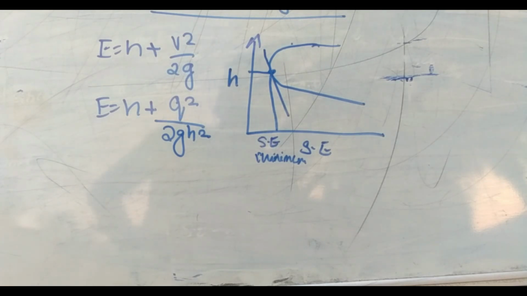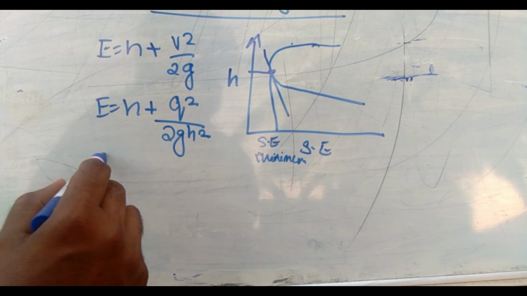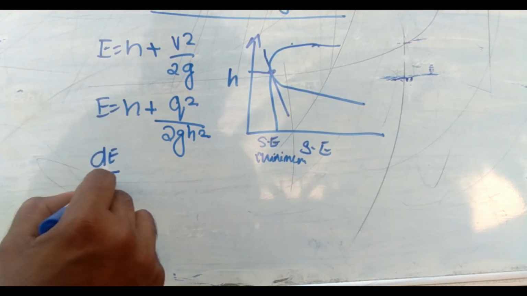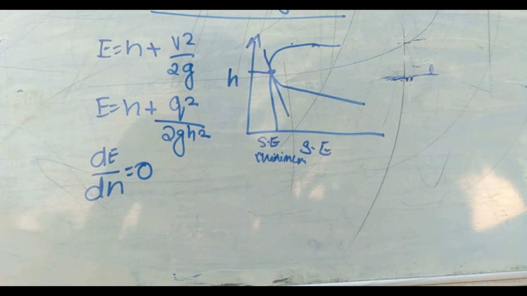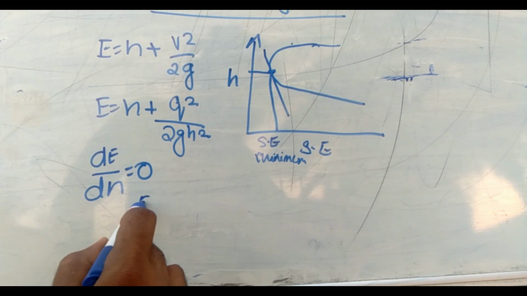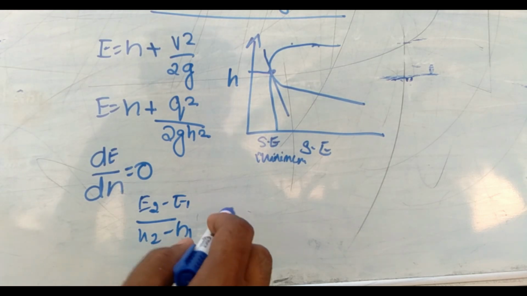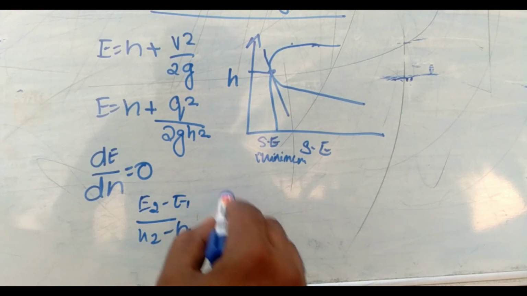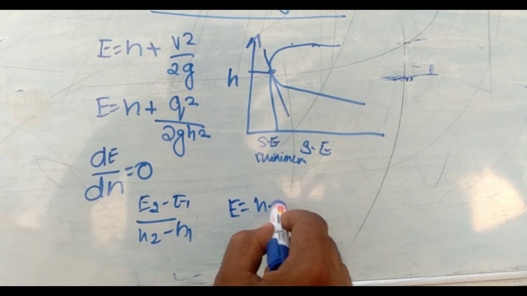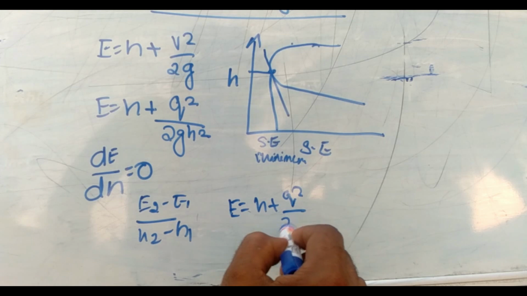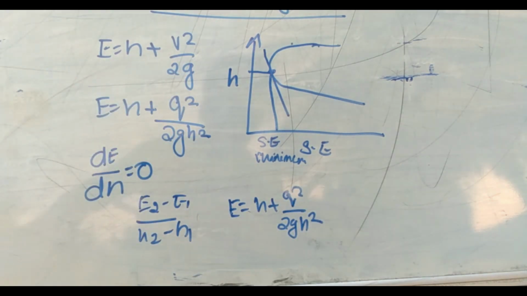So how can we make it? dE by dH, the derivative with respect to H, should be equal to 0, then that will be the minimum specific energy. Here, if the height unit changes, the energy won't change. So d by dH means E2 minus E1 divided by H2 minus H1. Here we have E is equal to H plus q square divided by 2G H square.